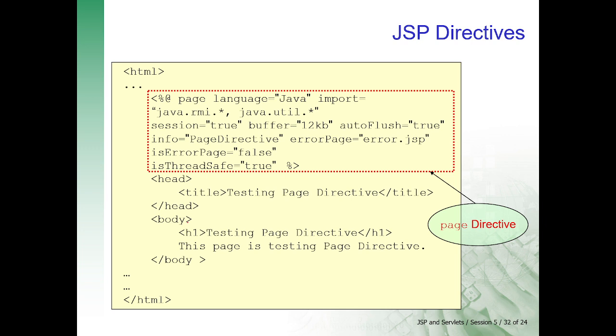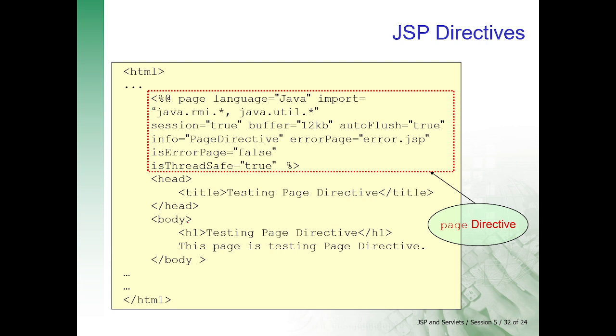So just look at the JSP directives. Starting from here, it's a JSP directive. Starting from here, it is a JSP directive. So what are we doing? The first attribute is language. Language is what? Java. What is the next attribute? Import.